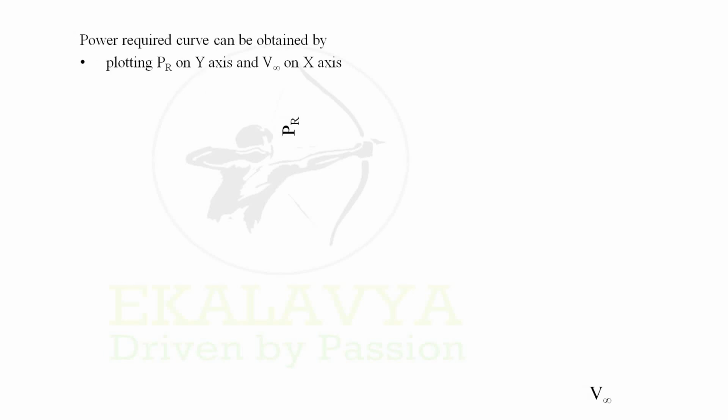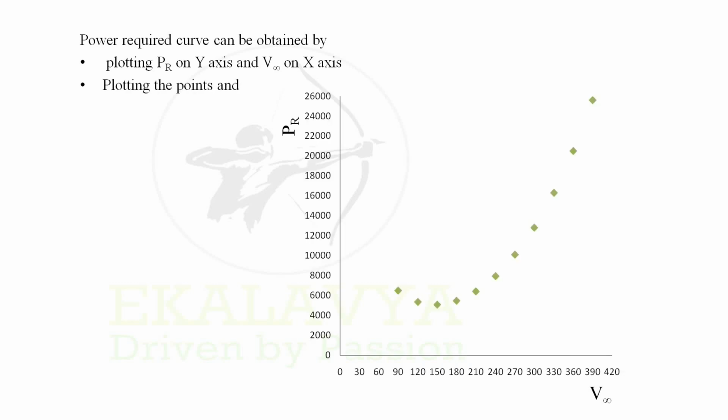Now with the table ready, the power required curve can be obtained by plotting power required on y-axis and V infinity on x-axis. After that, whatever the points obtained can be plotted as shown. Then if we join them using a curve, we'll be getting the power required curve. This is the way of getting the power required curve for an aircraft.